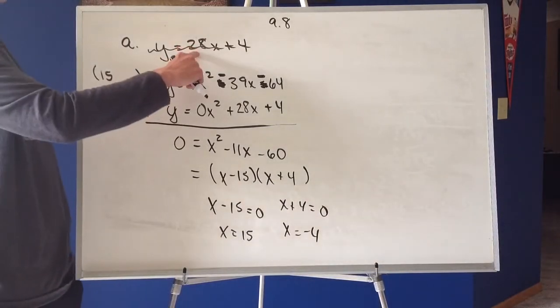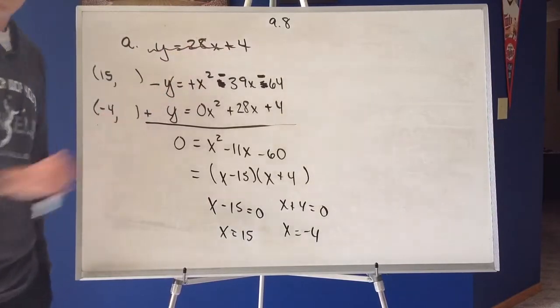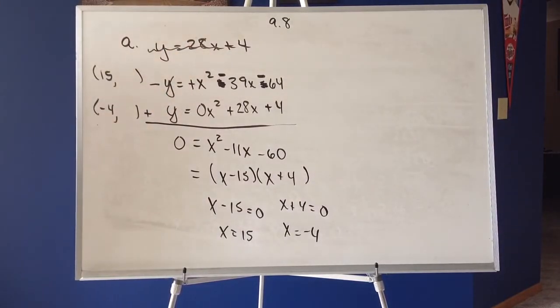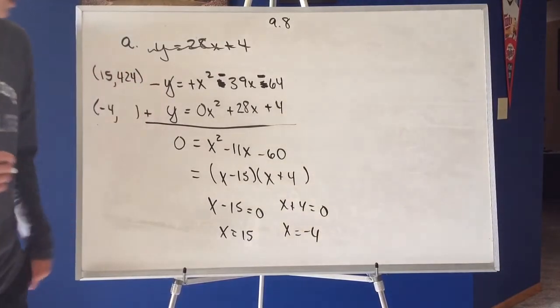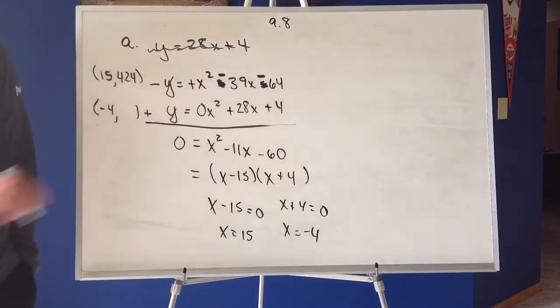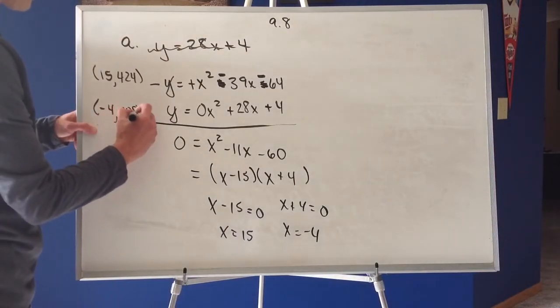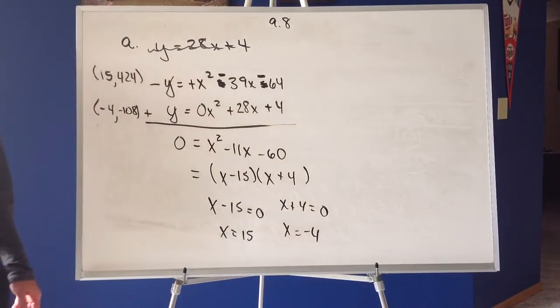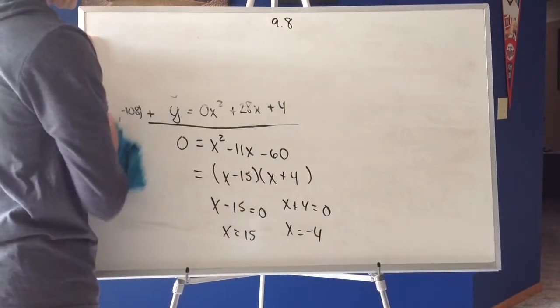Again, this one's the easiest one to plug it back into. So if you take 28 times 15 plus 4, you should end up with 424. And then again, plug in the negative 4, and you should end up with negative 108. So those would be our two answers once we plug them back in. All right, one more elimination one here.